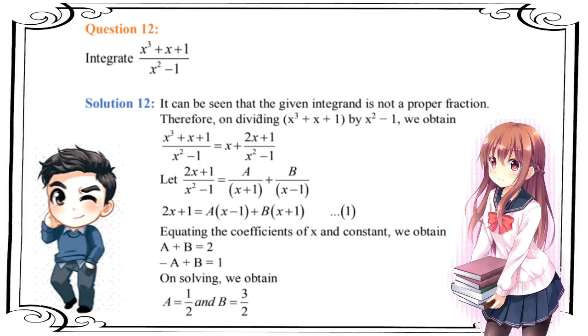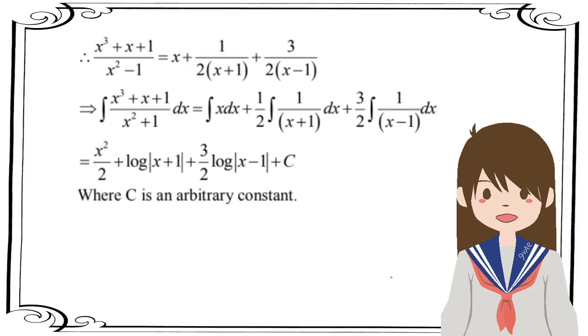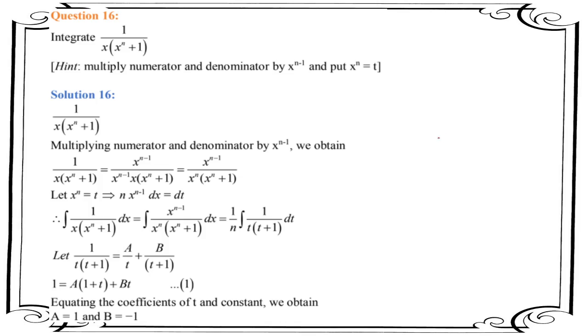12th question here. The integrand is again not a proper fraction because here the degree is 3 and here the degree is 2. So first of all, convert it. How can we convert, students? Same way, you have to divide it, convert it, and then this can be split like this. Open it, take LCM, solve, compare the coefficients, get the values of a and b. a is half, b is 3 by 2. Put the values here and then integrate all three terms separately.